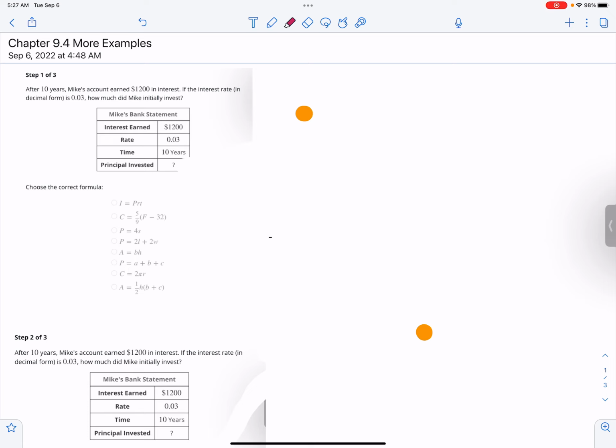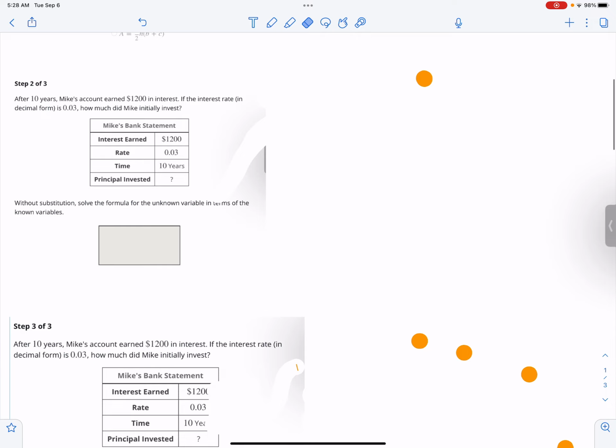The first part in Hawks will say to choose the correct formula. So we're looking through that. You've got that formula sheet on the test. You've got it on the homework. We're looking through that list of formulas, and our clue is that this says stuff about $1,200 in interest. And so because of that, I'm going to pick the I equals PRT because that's the one that deals with interest. Also, this tells me that my unknown is P. I'm looking for the principal invested or the initial starting amount.